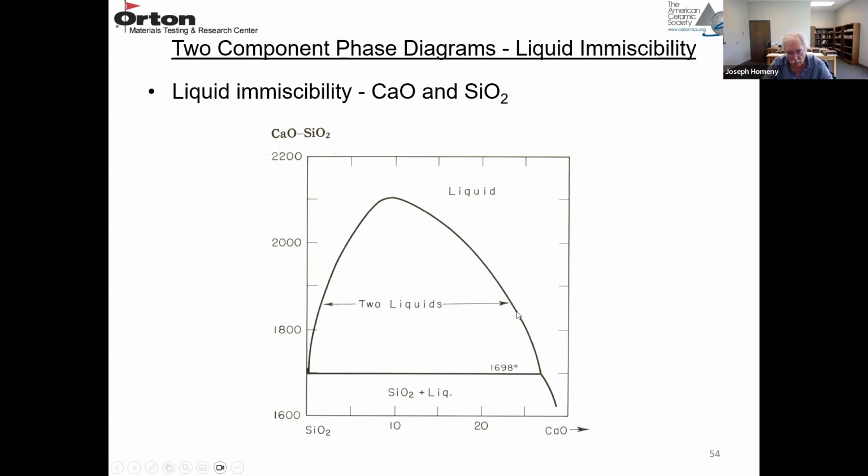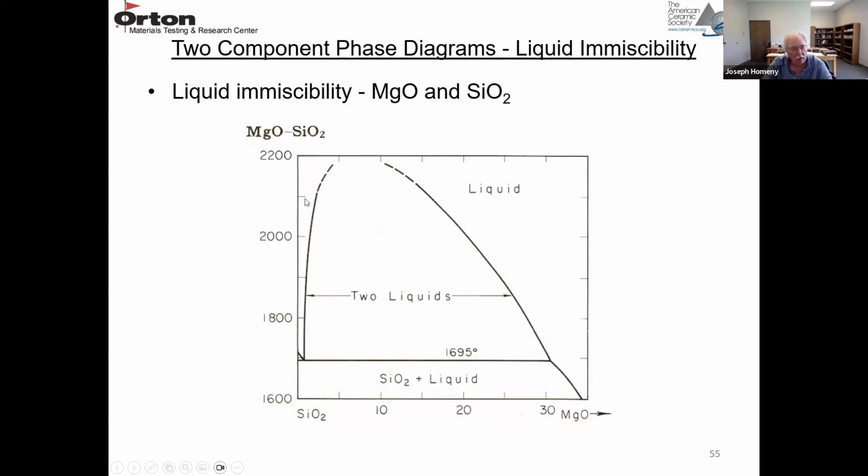So here's your two liquid phases in this dome here. So above this dome, it's all liquid. In this dome, it's two liquids. And then below 1698 degrees C, silica starts to crystallize, either tridymite or cristobalite, and then you still have your liquid phase. So here's an example of a refractory system with two immiscible liquids. Another one is MgO-SiO2.